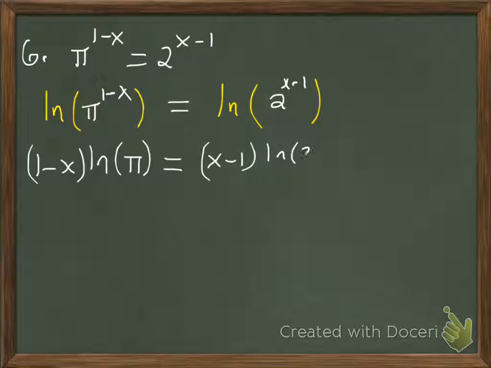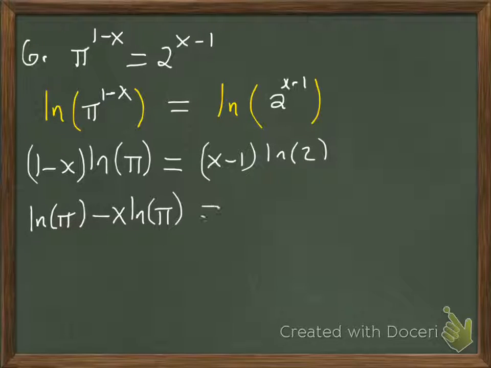now I have a problem here. I want to solve for x, but it's on both sides. So what I need to do is distribute and then get all the terms with x on one side of the equation. So I'm going to go ahead and distribute. So you have ln of pi minus x ln of pi, and that's going to be equal to x ln of 2 minus ln of 2.